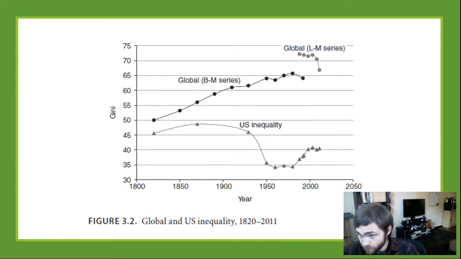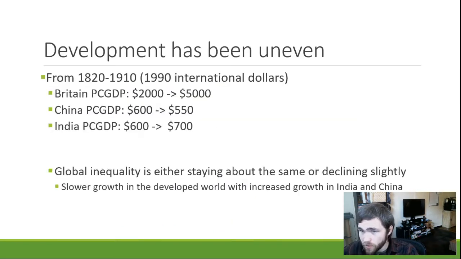So, moving on from there, development has been really uneven. So, from 1820 to 1910, these measures are all in 1990 international dollars, Britain's per capita GDP went from $2,000 to $5,000 a year. China's went from $600 to $550.